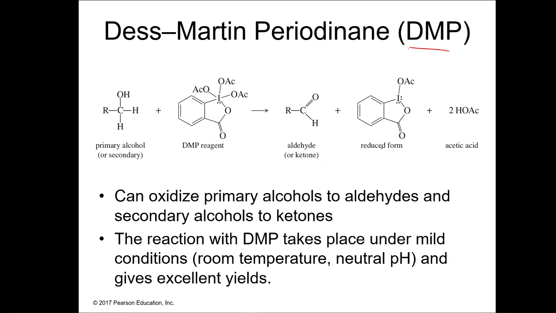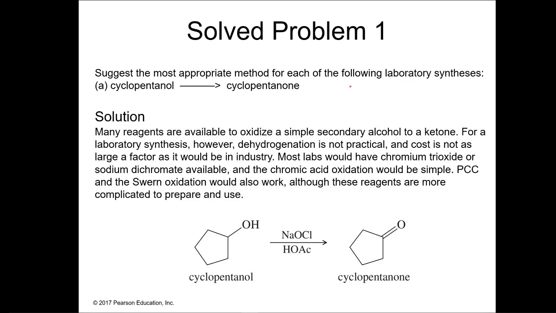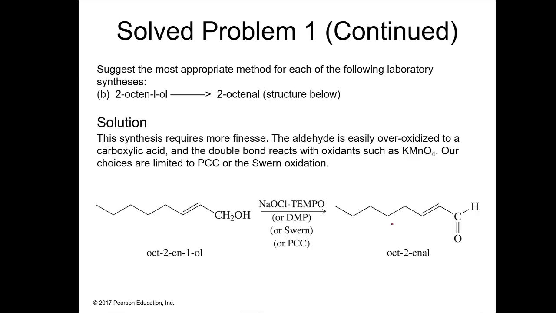There are a lot of different things you can use, so probably don't use the chromium. And you only need to remember one. Okay, so NaOCl, that's sufficient to oxidize to a ketone or an aldehyde. It says the most appropriate method. I'm never going to ask you most appropriate method. As long as you know one that works, it's fine.